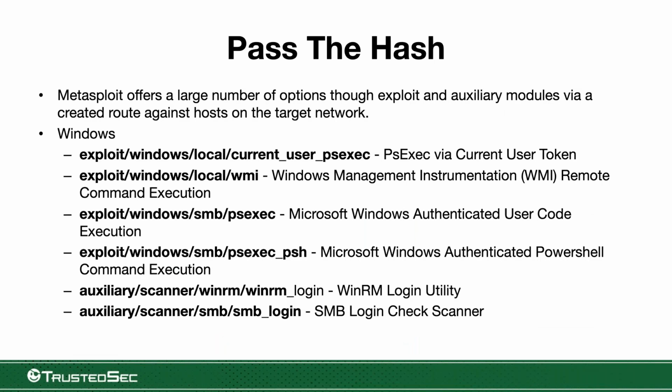Metasploit actually provides you multiple modules that you can use for this. You have post-exploitation PSH. You have exploit Windows local WMI, where you can actually just give it a hash as a password. We have WinRM login, SMB login. We have current user PSExec, which uses the current user token to connect to the other host. But one of the things that you have to make sure is that you actually create routes in your Metasploit environment. I covered that during the network enumeration presentation.